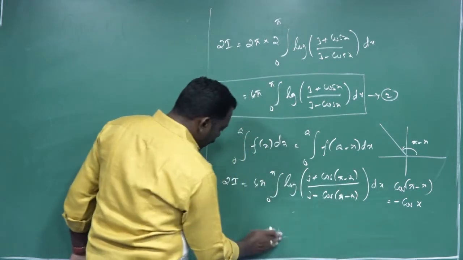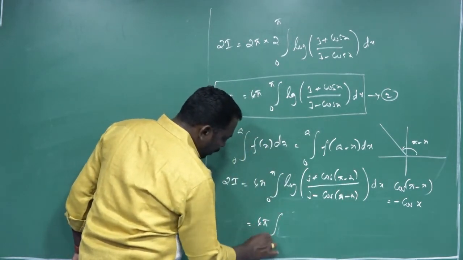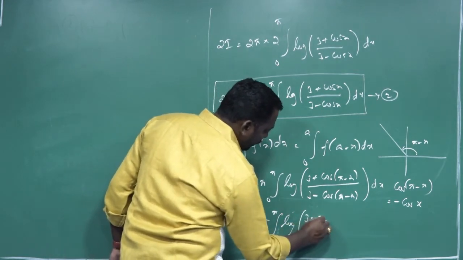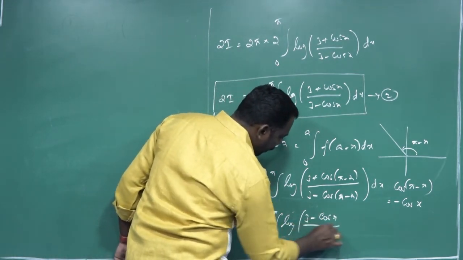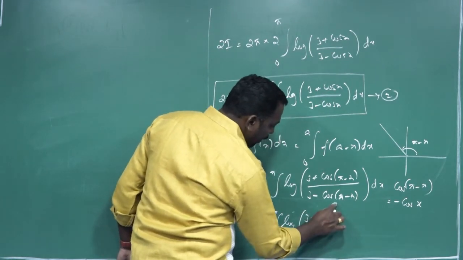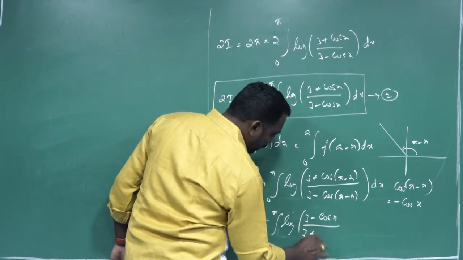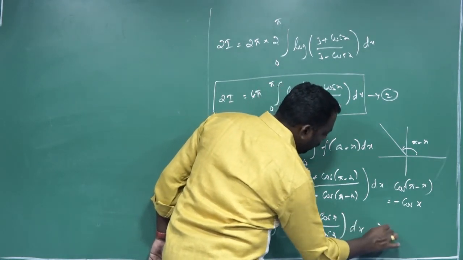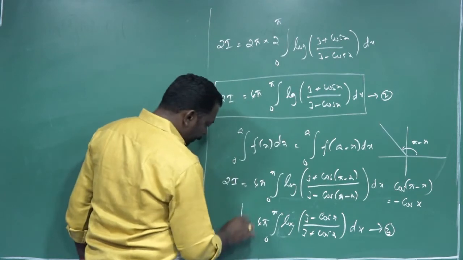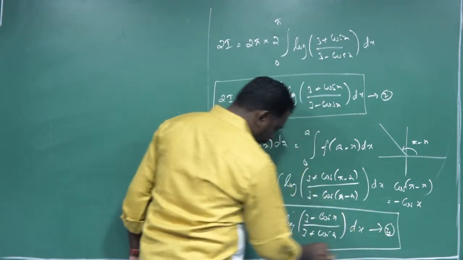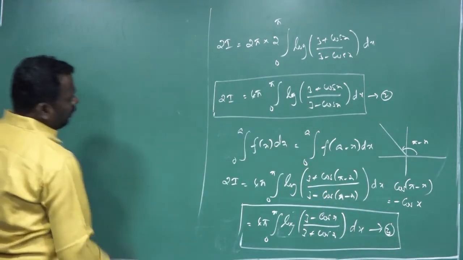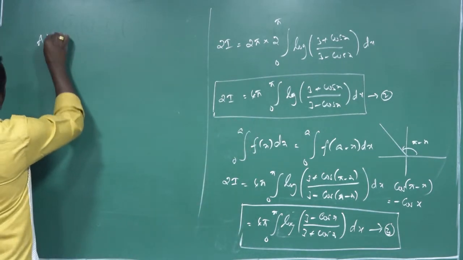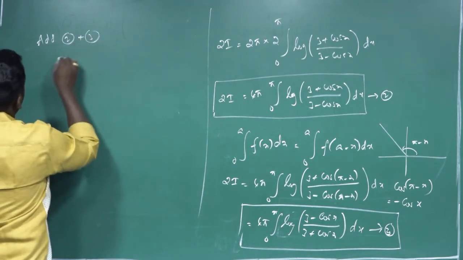Substituting here, that is equal to 4 pi integral 0 to pi of log of (3 minus cos x) by (3 plus cos x) into dx, and this equation we call equation 3. Now adding equation 2 and equation 3.